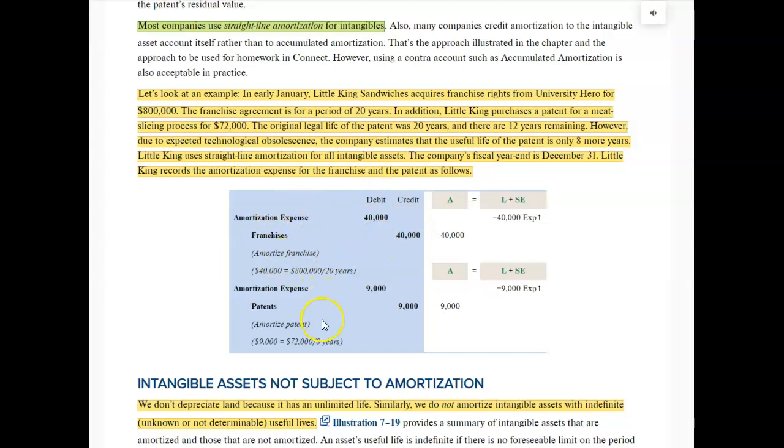There's the first entry. Now for the patent, we paid $72,000. We think it's going to be useful for only 8 years. So divide, $9,000 per year is the amortization expense. So this will be the adjusting entry for the patent. We do reduce the patent account also by the $9,000. So these would be adjusting entries we'd make at the end of the year for these 2 intangible assets. So you keep the intangible assets separate. You have a franchise agreement you purchased, then you have a patent you purchased. Keep those costs separate. They'll have different useful lives to you.